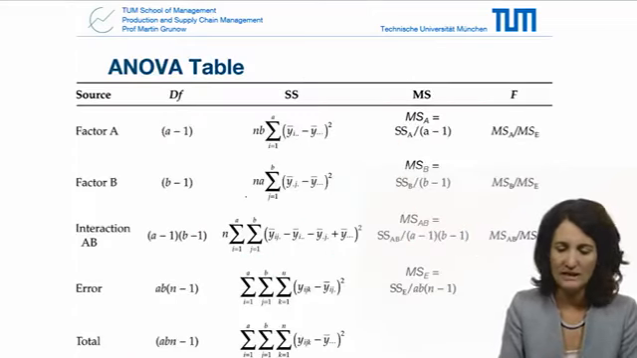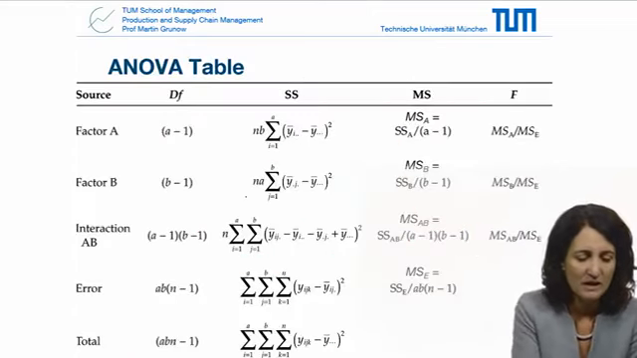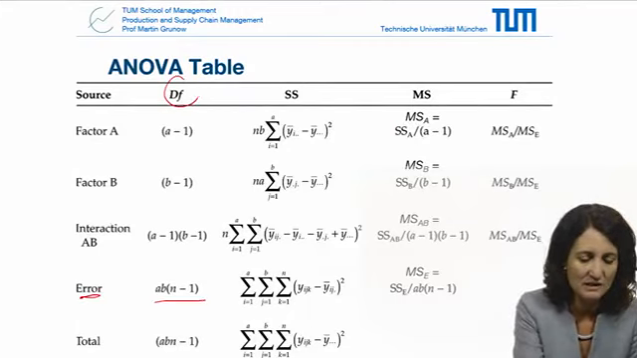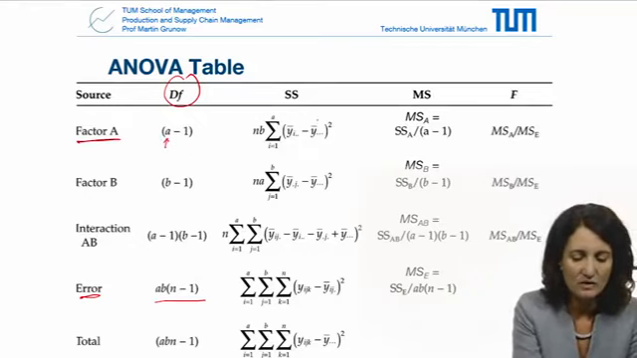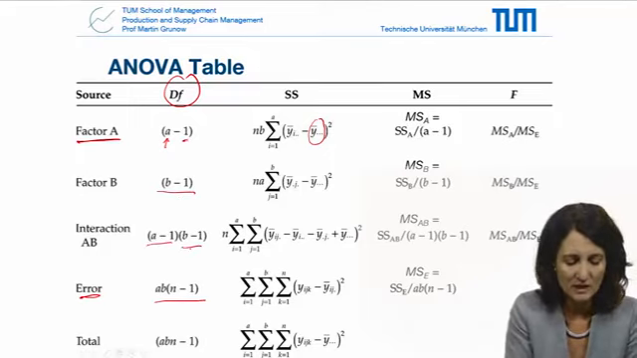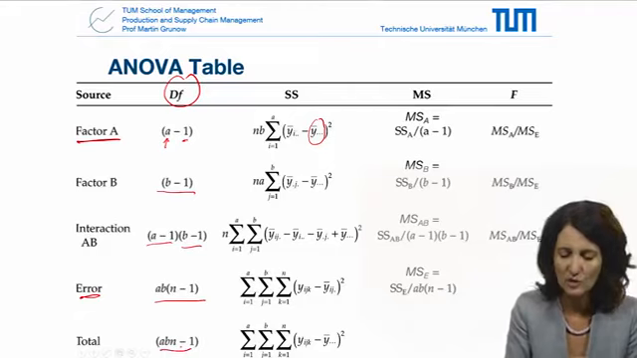If you look at this again, the same data is all here. Here's the error we just looked at with ABn minus 1 as the degrees of freedom. Factor A has a different levels, and we're using the overall mean, so we have to do a minus 1 for our degrees of freedom. Factor B has b minus 1 degrees of freedom. The interaction AB is a minus 1 times b minus 1, and then there's our total.